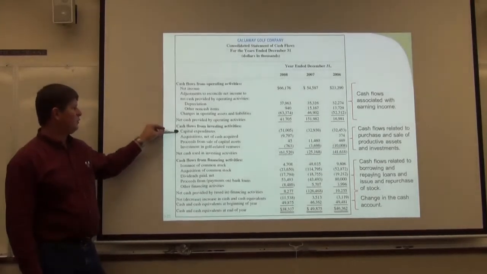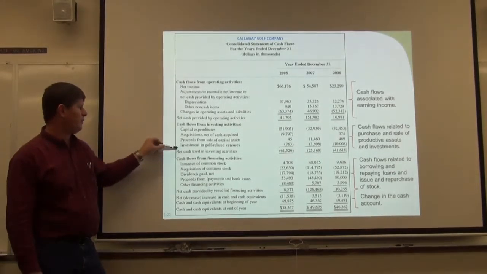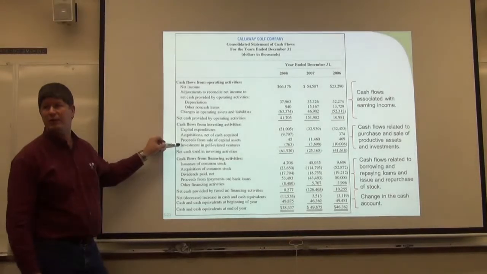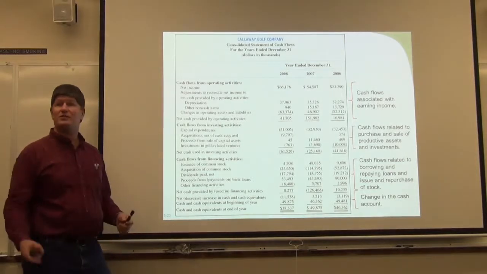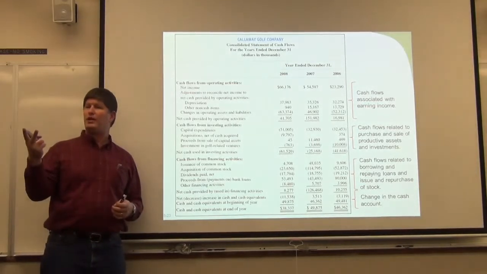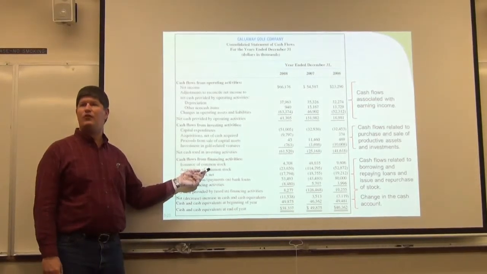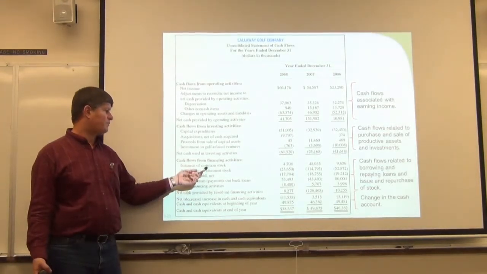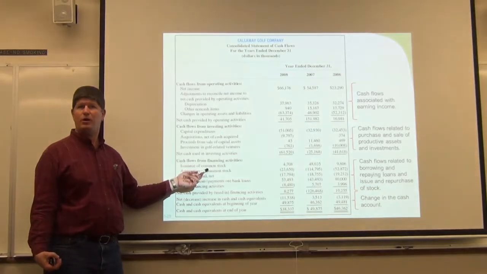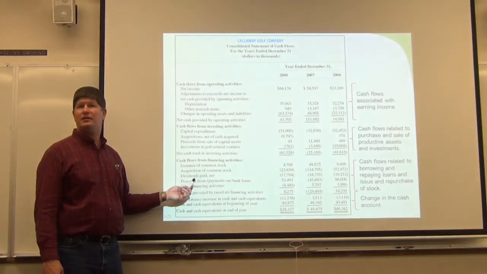Investing is: we bought a new building, we bought some new equipment, we sold some old equipment, we bought some stock in some other company. Those are all investing-type activities. Financing activities: borrowing money and paying off debt are the primary ones people think of. But remember, selling stock is a form of financing. It's how we get money to start the company and to run the company. So selling common stock and buying back your own common stock are financing activities. Paying dividends is a financing activity. It's like paying interest on a loan.